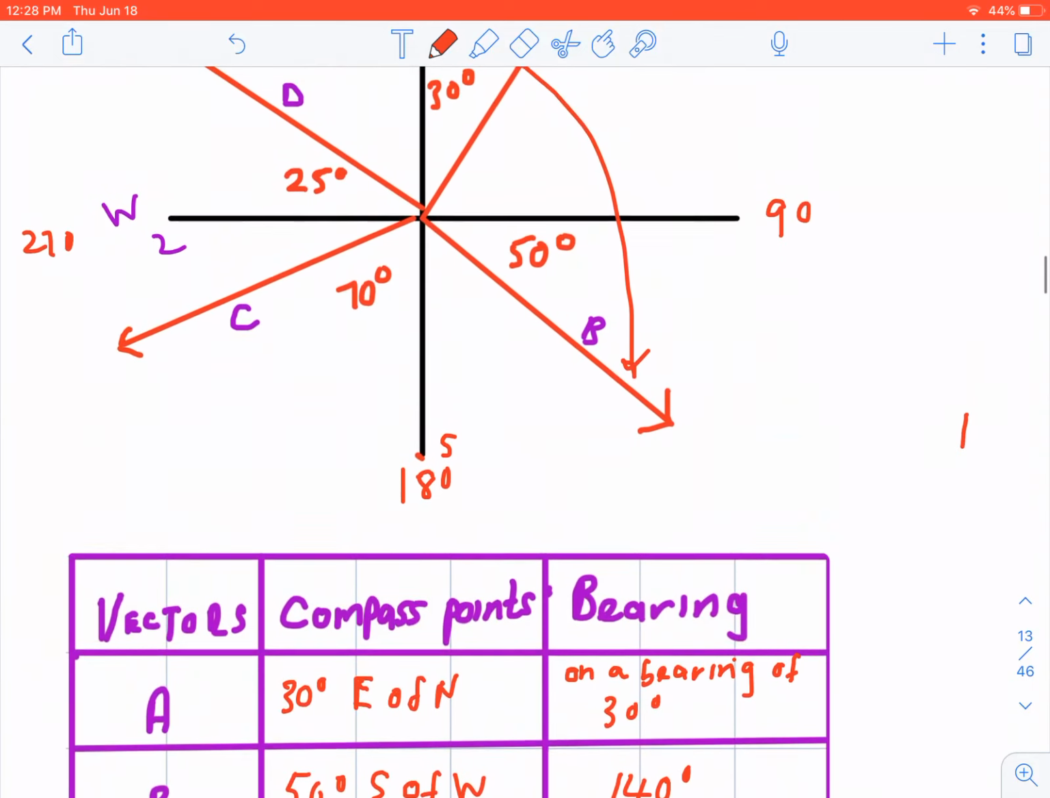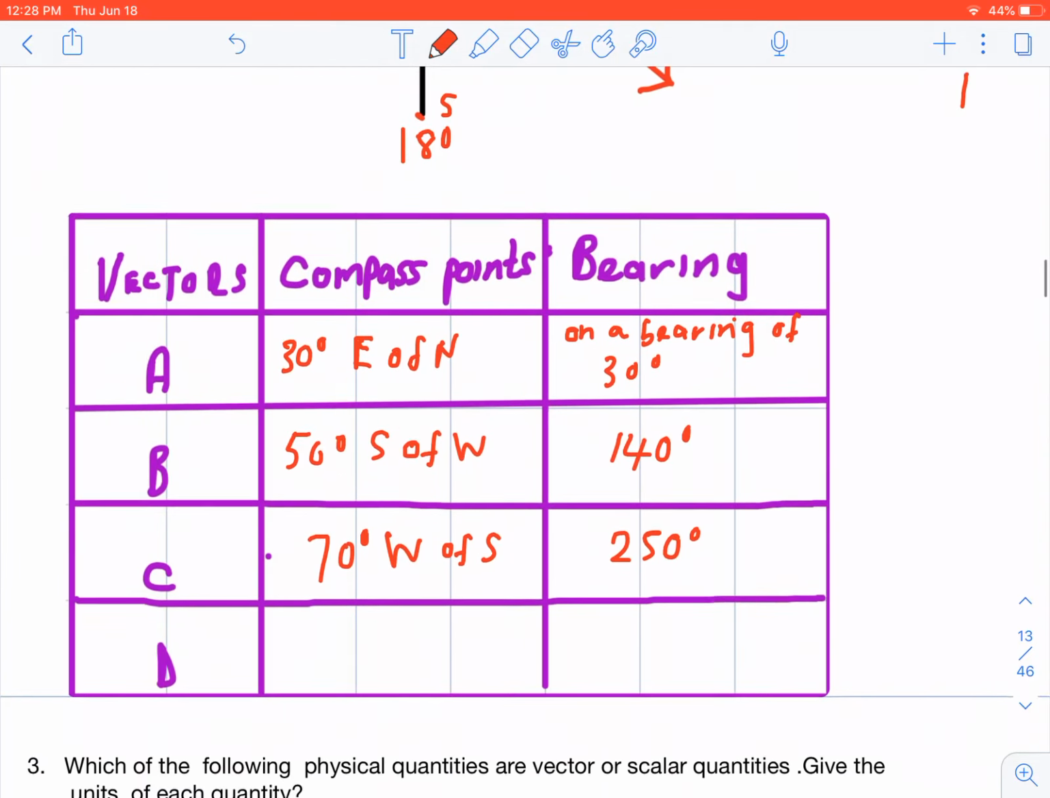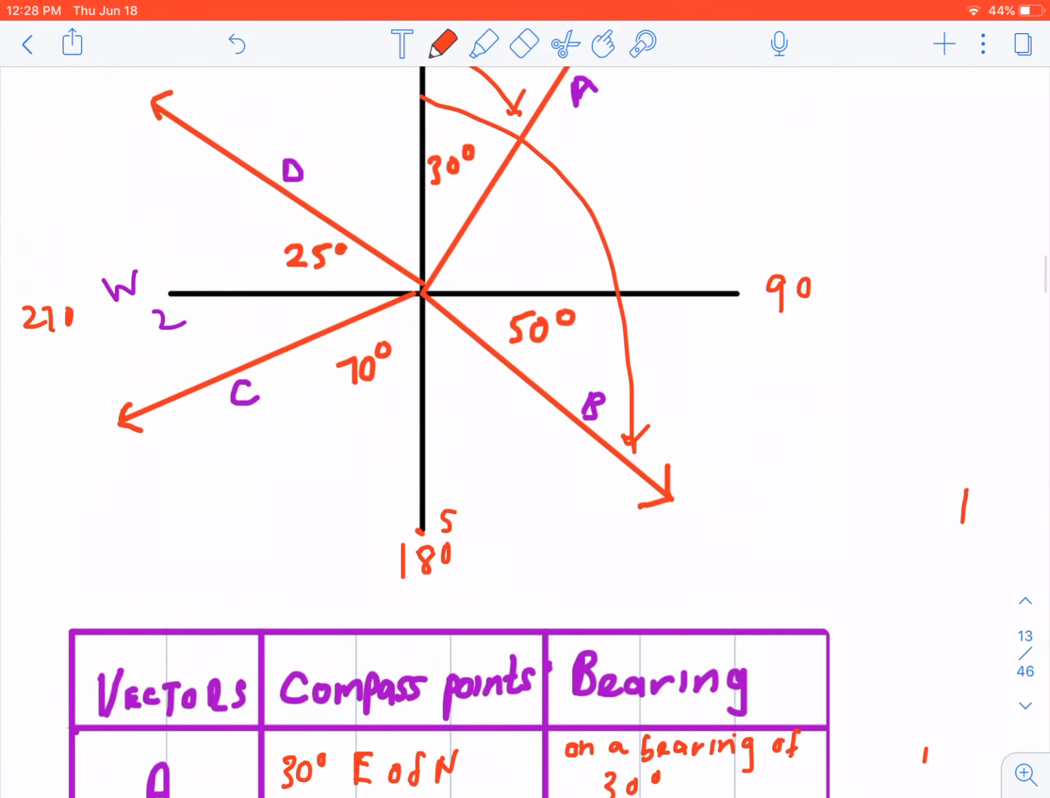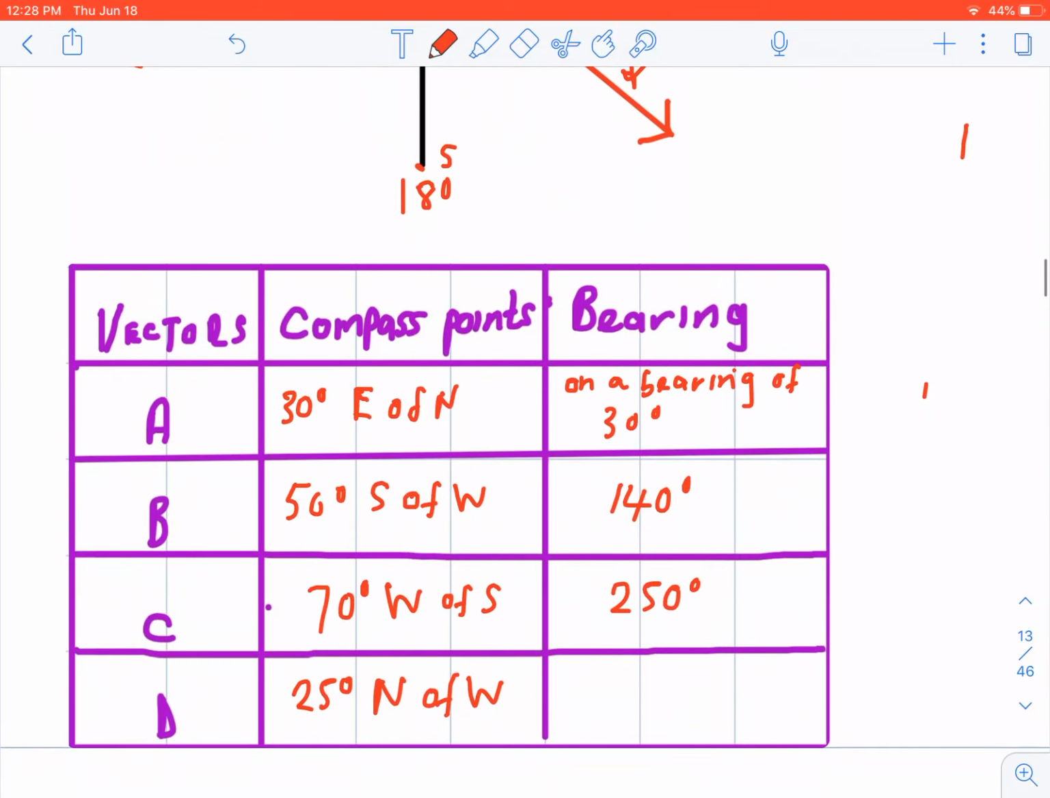And then here we've got 25 degrees, so it's 25 degrees north of west. So what would it be? 180, 270, and 25, that gives me 295 degrees. Okay.